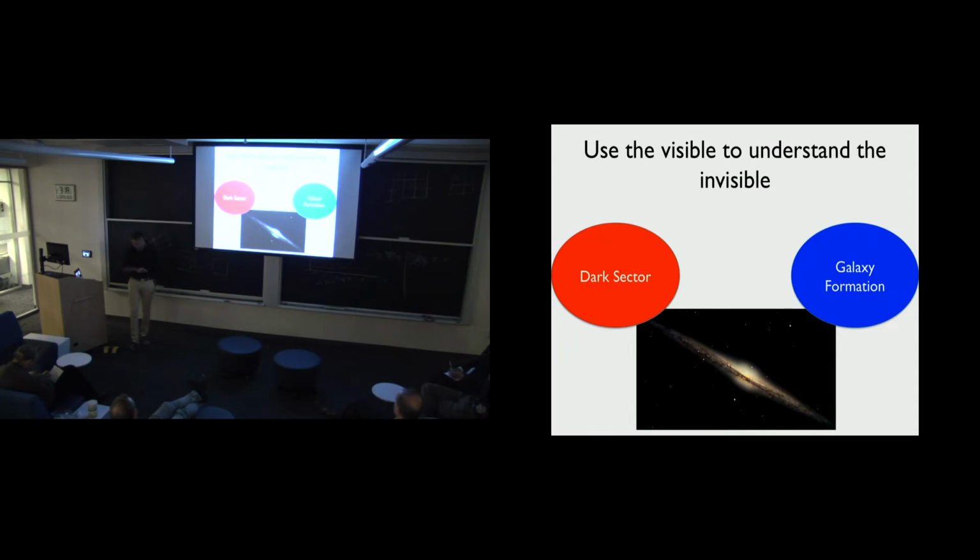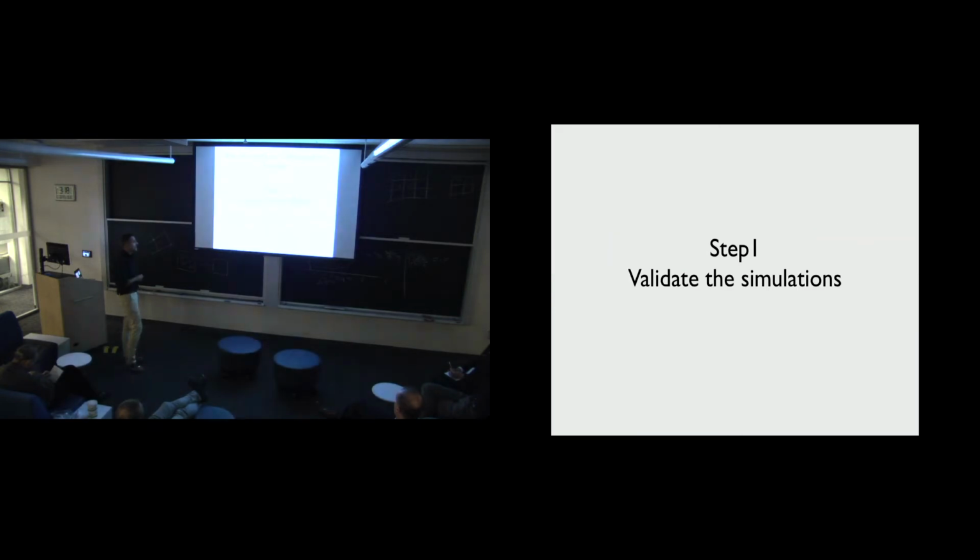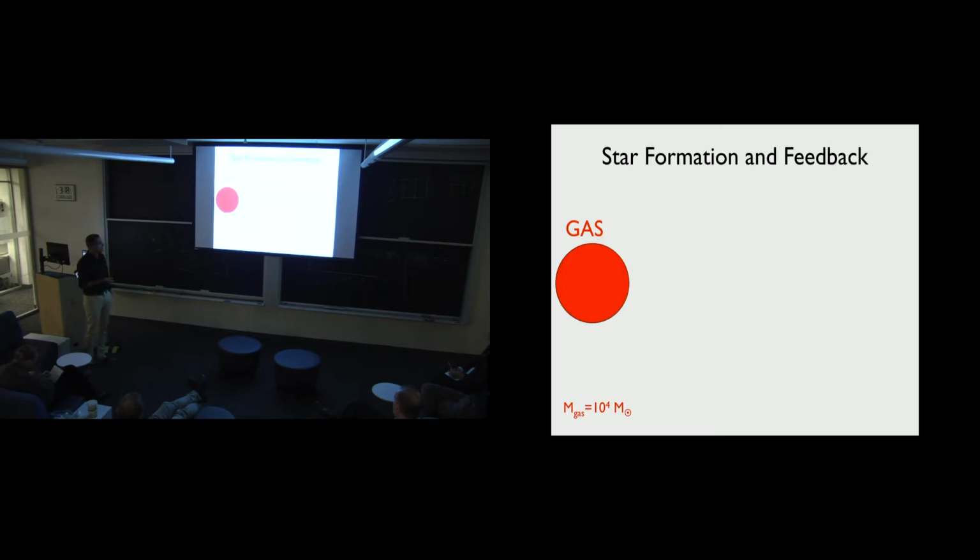Let's see what are the steps you have to do if you want to use galaxies to learn something about the dark sector. The first step is you have to validate your simulations. What do I mean with that? Well, when we do simulations, since we want to keep the cosmological framework, we have to sacrifice something on resolution. This means that one parcel, one element of gas in my simulation has actually the mass of 10 to the 4 solar masses. From first principles, you would want to simulate each hydrogen atom in the universe. Clearly you cannot do that, by many orders of magnitude.